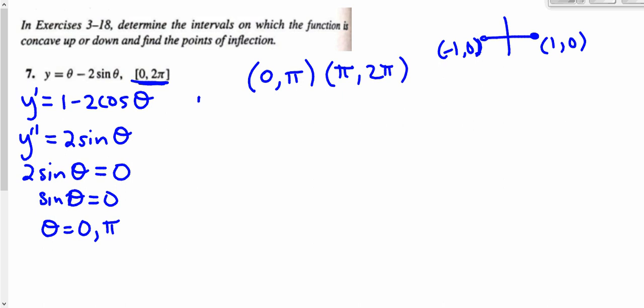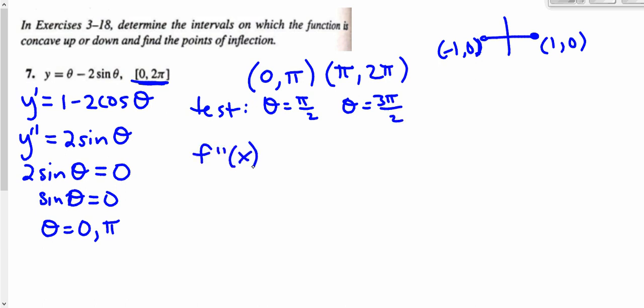Let's pick a number to test in each interval. So I'm going to test pi over 2. And 3 pi over 2. I'm testing it into the second derivative to see if I get a positive or a negative. And the second derivative was right here. So what is the sine of pi over 2? Sine of pi over 2 is 1. 2 times 1 is positive. What is the sine of 3 pi over 2? Sine of 3 pi over 2 is negative 1. Multiply that by 2 and it's negative.